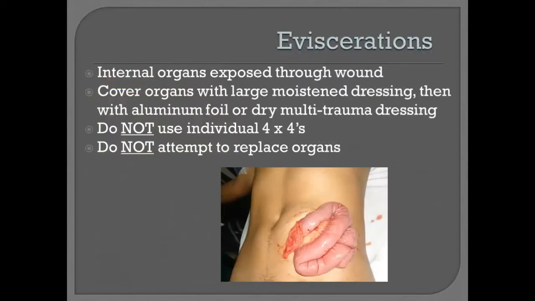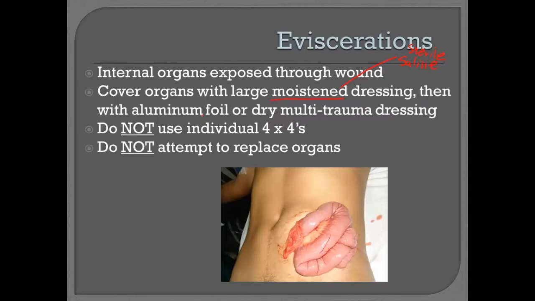Here's an evisceration. So the patient has a stab wound. You see the intestines coming out. So the internal organs are exposed through the wound. You want to cover the organs with a large moistened dressing, and hopefully this is with saline. Sterile saline.